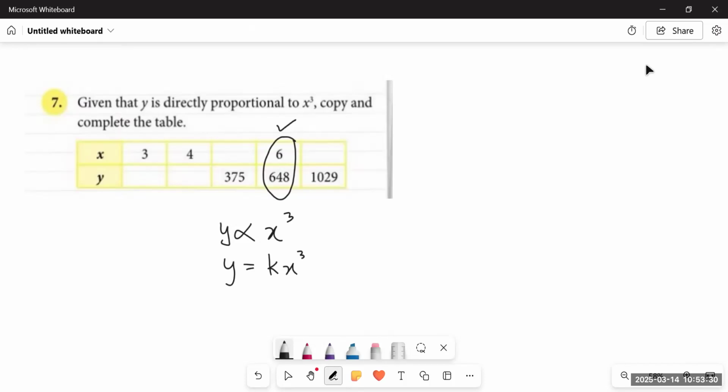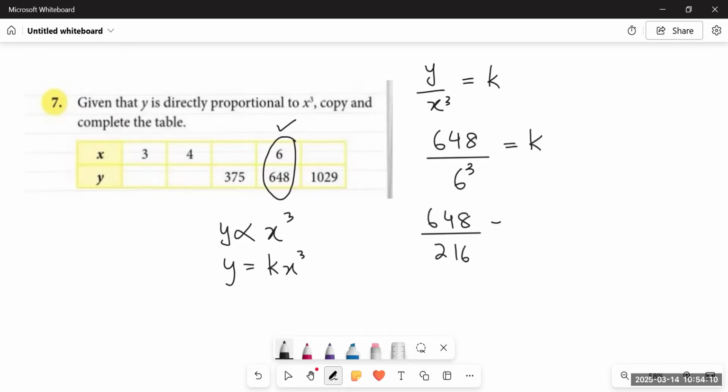This value we are going to take to find out the value of k. And after finding the value of k, we have to substitute the value of k in this equation. So it would be y upon x cube is equal to k. Then we will substitute the values of y, which is 648, and the corresponding value of x is 6. So we are going to put 6 over here along with a cube is equal to k. Then 648. What is the cube of 6? 6 6s are 36. 36 6s are 216. So it would be 648 upon 216 is equal to k.